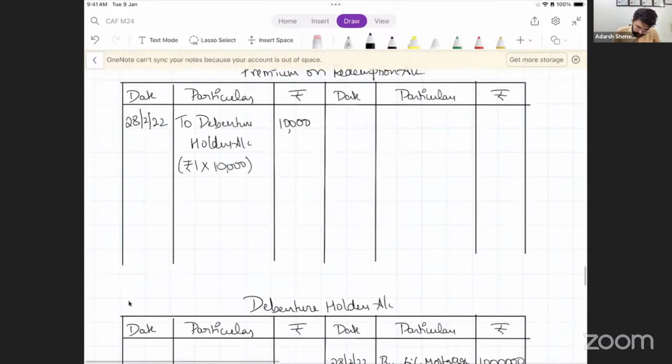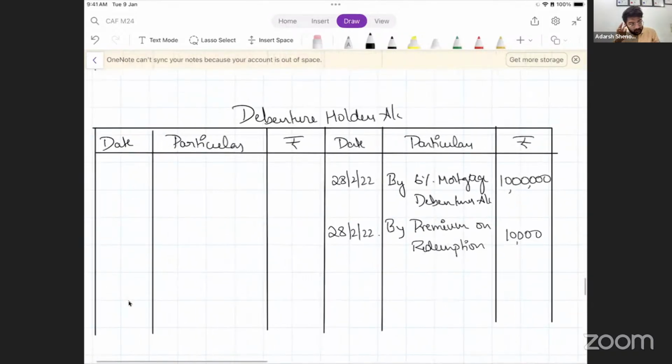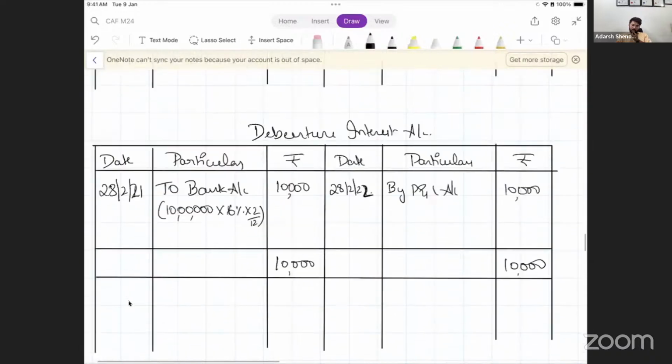Okay. Next, what is the next thing we do? This is the first entry we do in redemption, right? First entry is to pass the due entry for redemption. So the due entry is done. Next, we close the reserve account. The reserve is no more required.